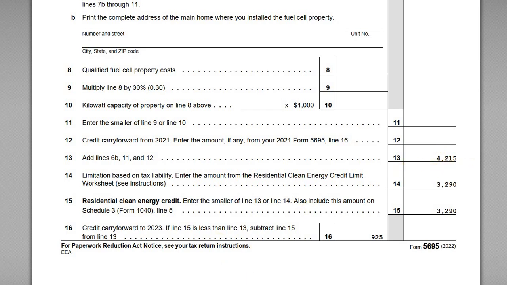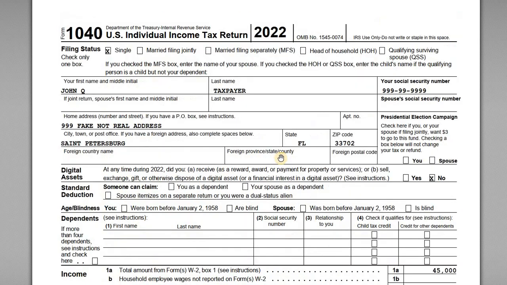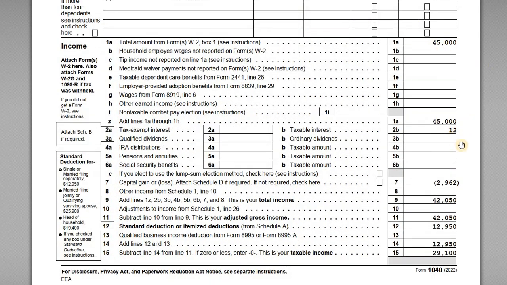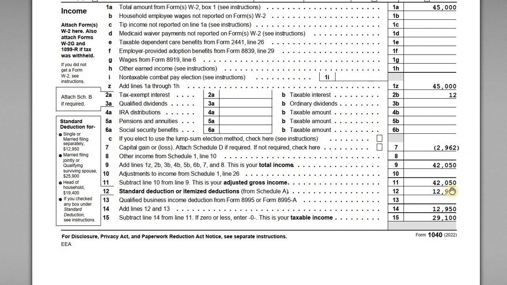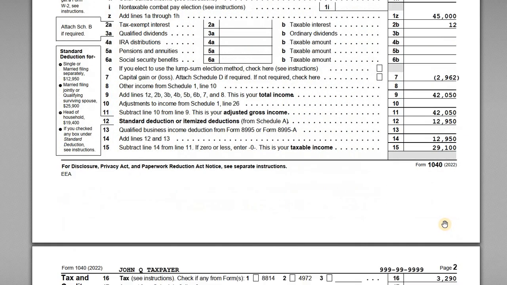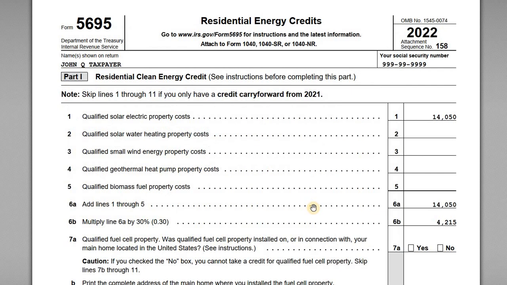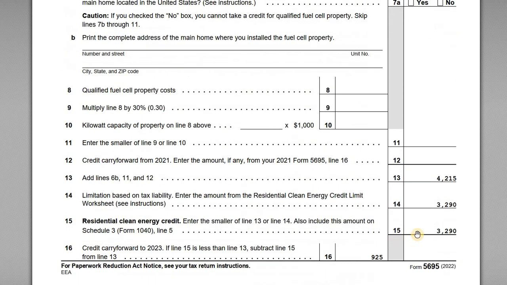So what we see, if we go up to page 2, well, let me start with page 1. So here's John's 1040. We can see he's got his wages, some interest income, capital losses. So his total taxable income is $29,100, and the total tax he owes is $3,290. Now that's the important number to remember, right? $3,290 is the total taxes he owes, but the amount of credit he gets is $4,215.